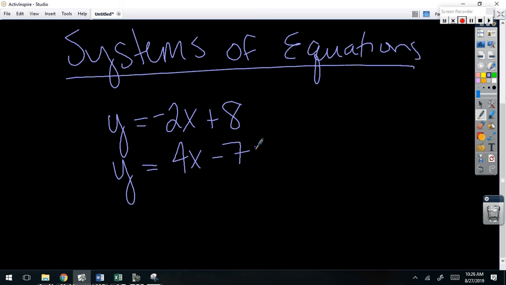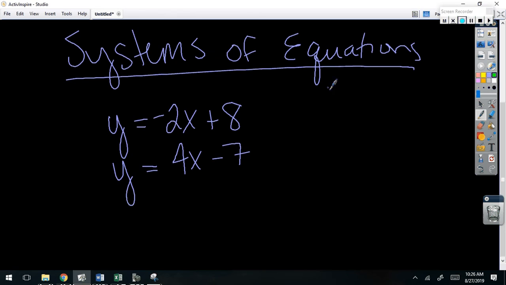Yes, there's substitution, elimination, and then graphing. We're going to do all three because this is kind of a review. But if I go too fast and you need me to spend a little more time, let me know.